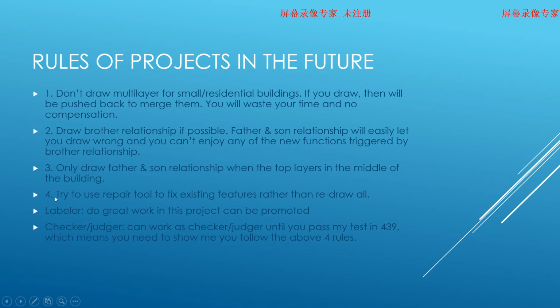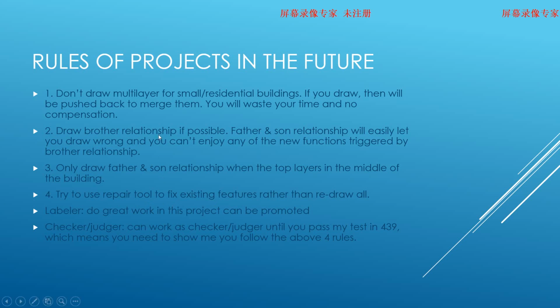Okay, and the fourth rule is you need to try to use the repair tool to fix existing features rather than redraw all. So I said in the previous video, redrawing the building is your last option. Okay, if you choose to use the most stupid and slowest option, then you will just waste the time. So try to use the repair tool to fix any of the buildings that are not that bad.